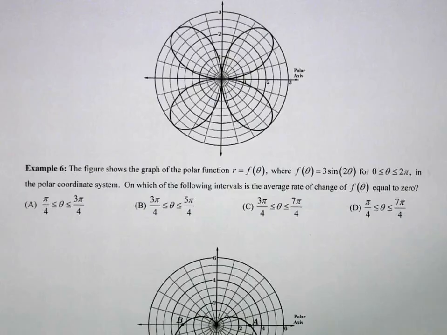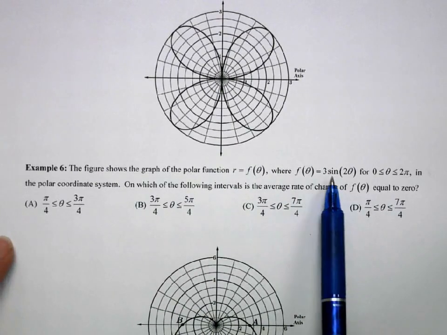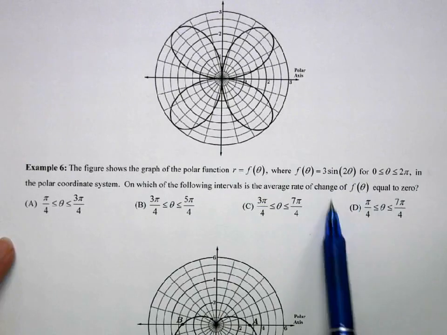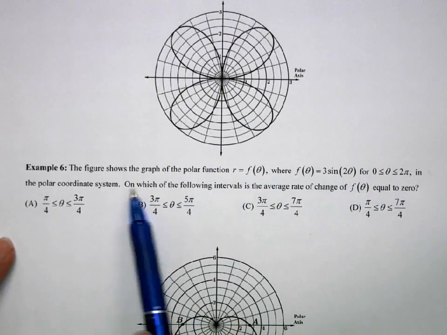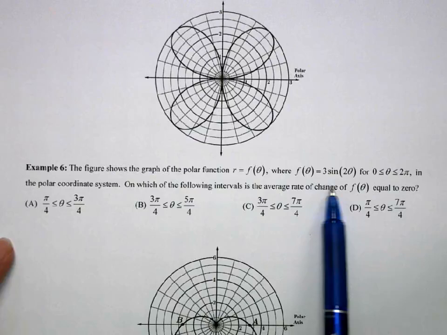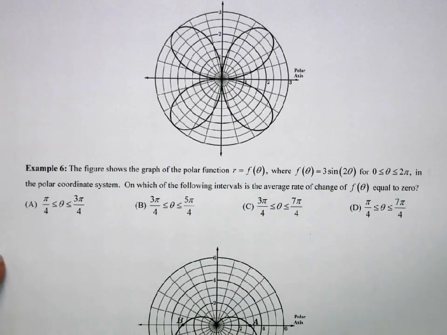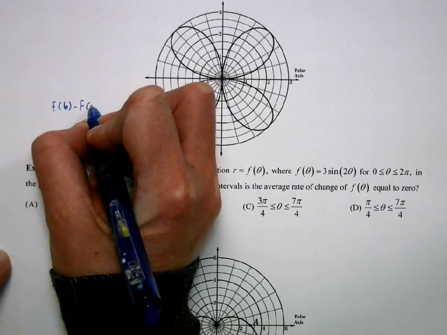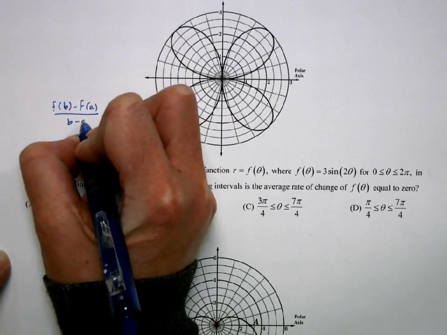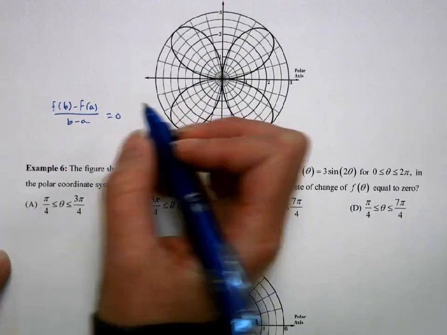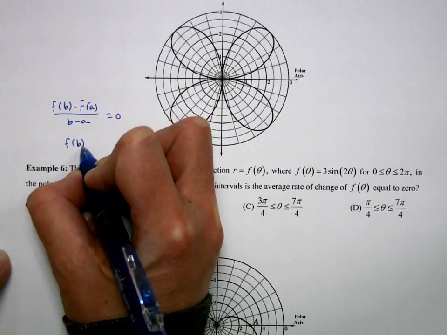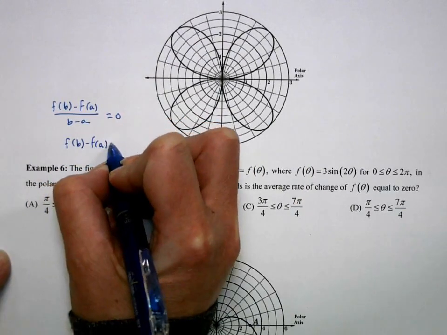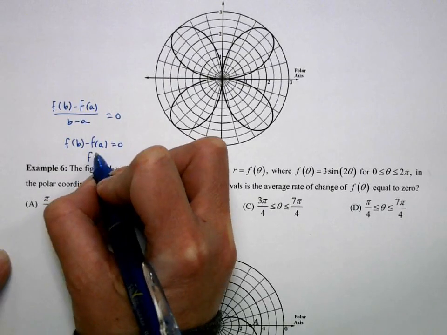Okay. So we have the graph of a rose here. And we are asked, so it's 3 sine 2 theta, so we've got our 4 petals. Which of the following statements about the average rate of change is 0? Well, if my formula is f of b minus f of a over b minus a, and my result is 0, that means f of b minus f of a needs to equal 0, which means we're looking for where f of b is equal to f of a.